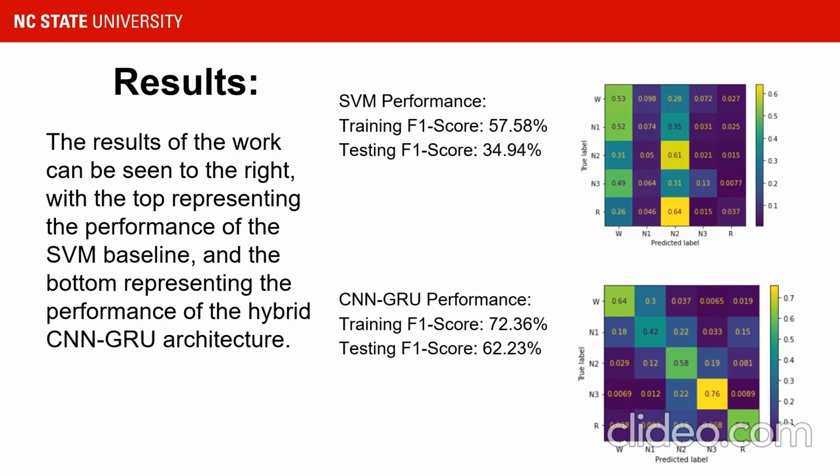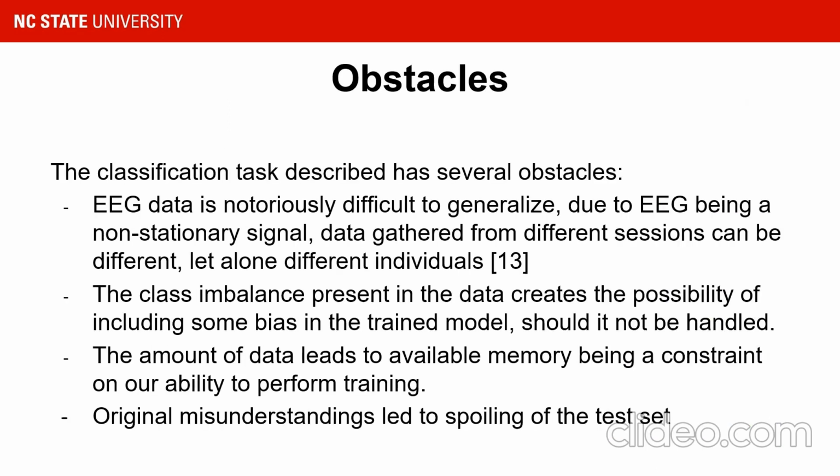Our results can be seen right here. So for the SVM performance, we saw a training F1 score of 57.58% and a testing F1 score of 34.94%. So a little over 20% delta due to overfitting there. And we can see in the confusion matrices, there's really not much of a clear trend. It looks like it mostly guessed primarily W and N2. However, for the CNN GRU architecture, we saw a training F1 score of 72.36%, however, testing F1 score of 62.23%. Still overfitting slightly, however significantly better, and we can see that much more clear diagonal line.